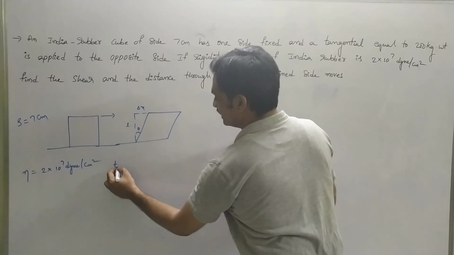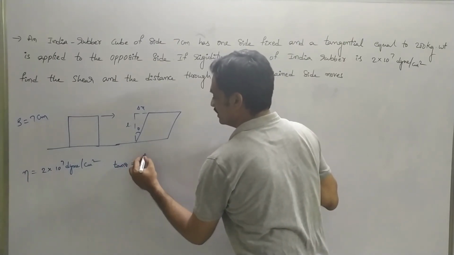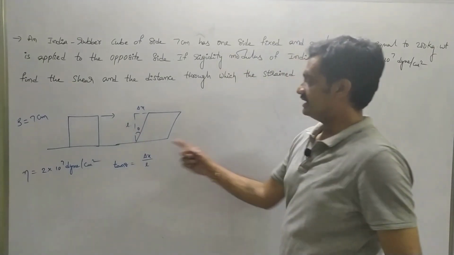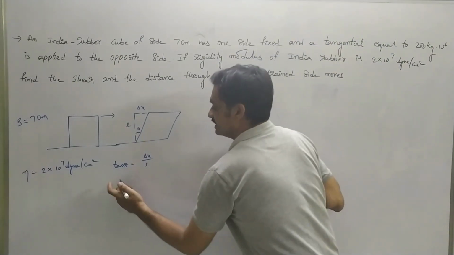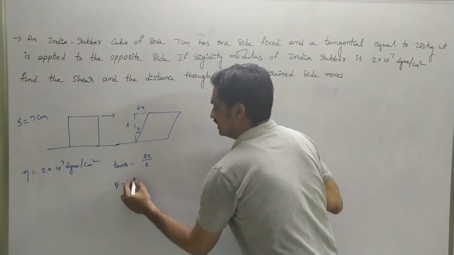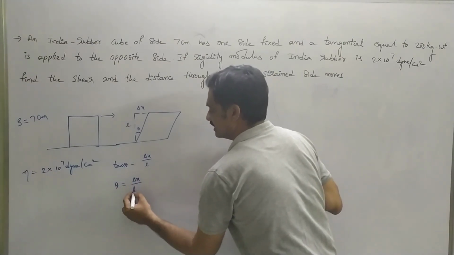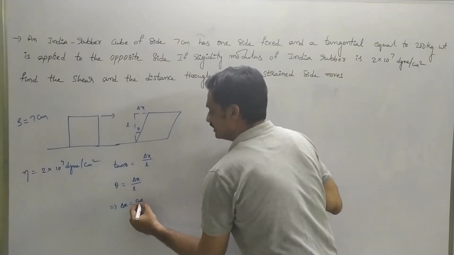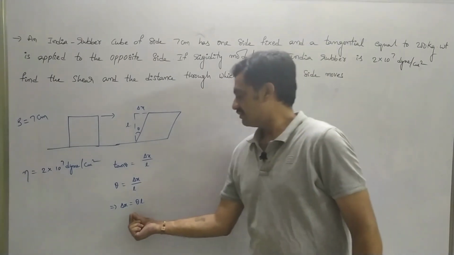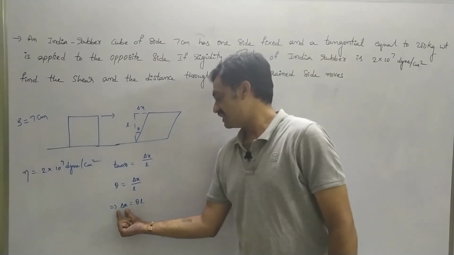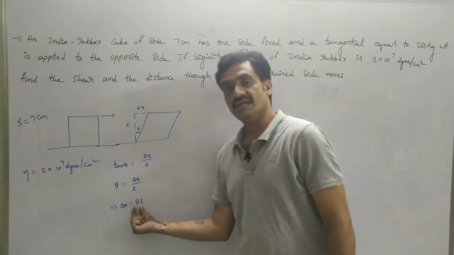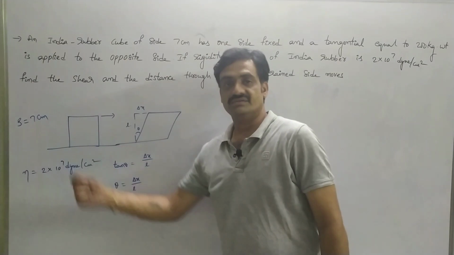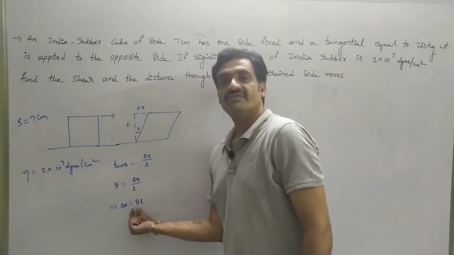Then tan theta is equal to delta x by L, opposite side by adjacent side. If theta is considered small, then theta equals delta x by L. Then delta x is equal to theta into L. Here we have to find the extension, where extension is equal to the angle made by the cube into length. We know the length is 7 centimeters. We have to find the value of theta.